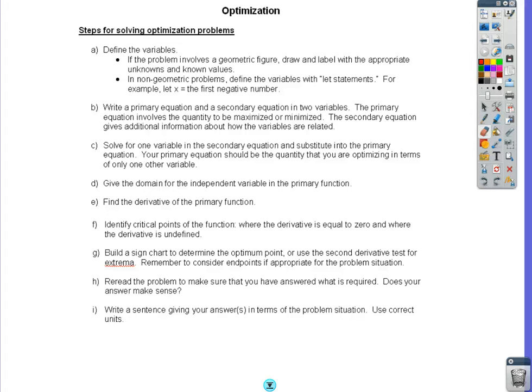Welcome. All right, so this here is optimization. This is section 4.4, so if you want to add this to the top of the notes, you can. Now, optimization is something that you have done before, but you may have called it something else.